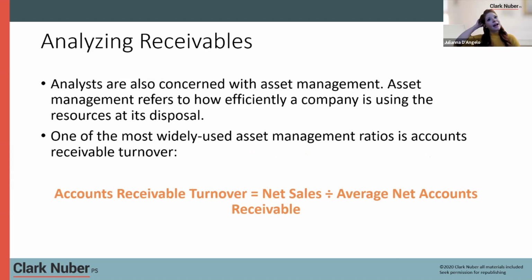If we look at some of those assets, we can also analyze receivables. We talked about this on Tuesday as well. How efficiently is the company using the resources at its disposal? One of the most widely used asset management ratios is AR turnover. We take our net sales and divide by average net accounts receivable. In the example we went over on Tuesday, I think you remember we had really high net sales, like 500,000, and our AR average was around 5,000. So we had a really great turnover because we're keeping that AR balance nice and low, which means our customers are paying us quickly.